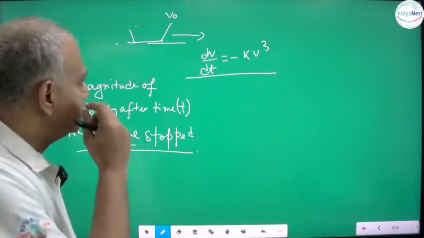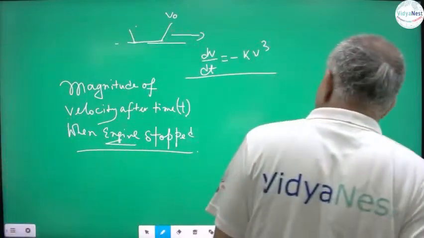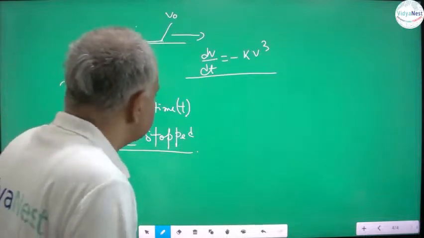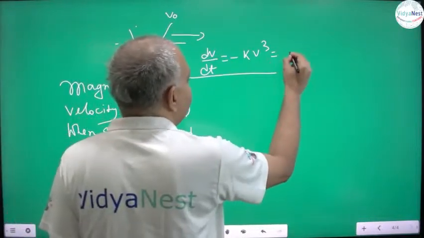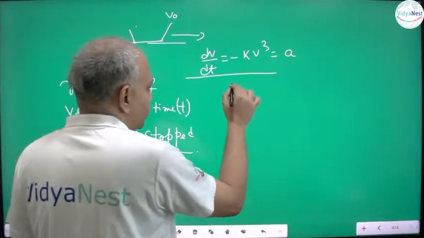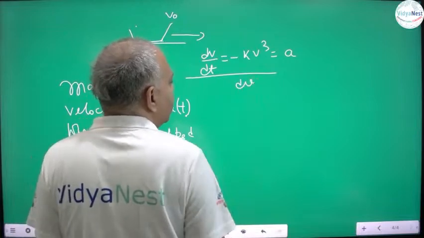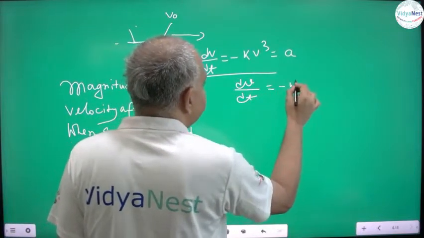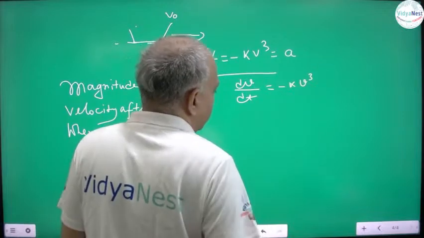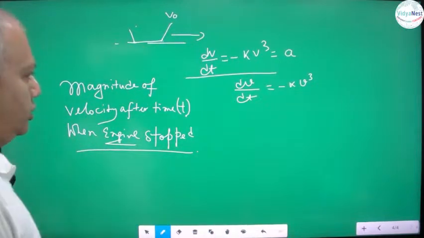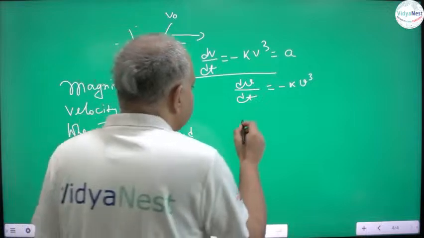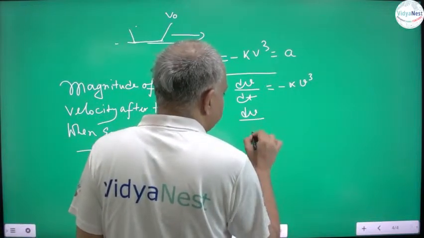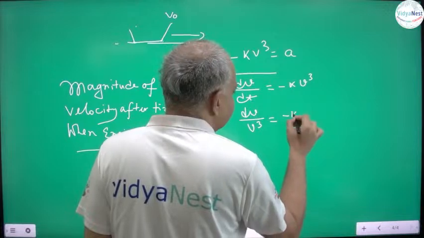When the engine stopped, we have to find the magnitude of the velocity. Now see how to find this one. So this is my acceleration. Actually, this is a retardation. Actually, dv by dt is equal to minus kv cube. So you see that dv by v cube is equal to minus k dt, isn't it?